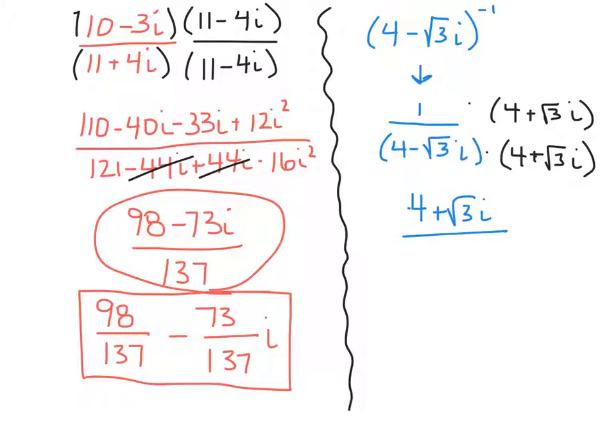And remember, we talked about in the previous problem, any complex number multiplied by its conjugate is really only the first times the first and the last times the last. So in this case, I have minus times a plus, so it's going to be a minus. Square root 3 times square root 3, which is plain old 3. And i times i, which is i squared. So this turns into 4 plus square root 3i over, in our denominator, it's 16 plus 3, so 19.